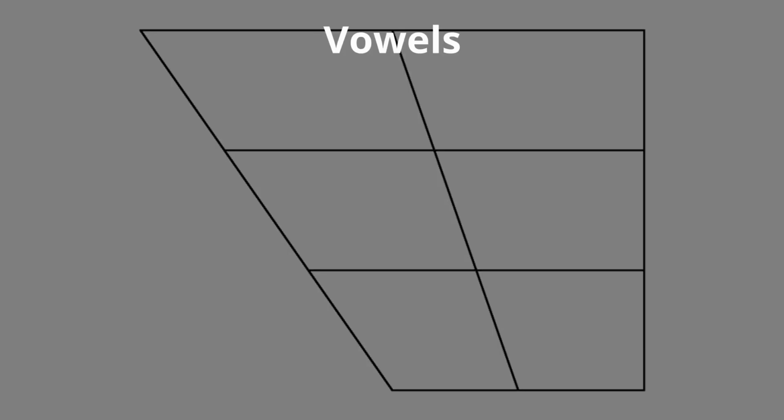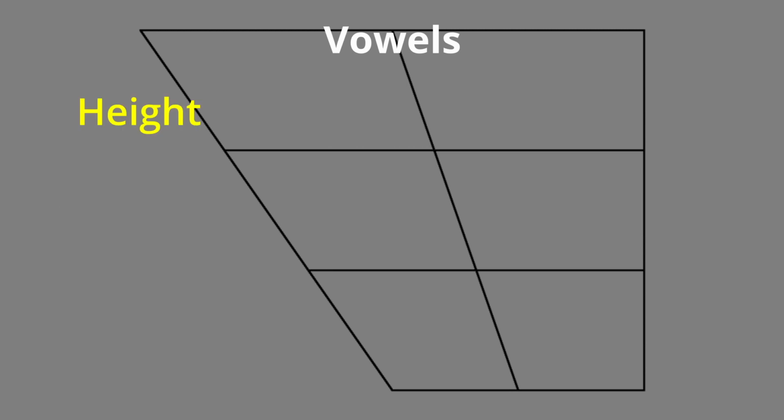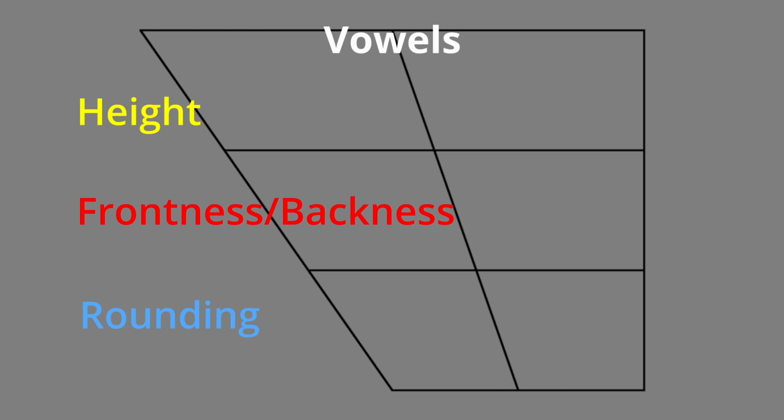Old Ur-Kittat most likely possessed a 6-vowel system. Now, much like the consonants, the vowels will be produced along with the important features they need to distinguish between one another. These features being height, frontness or backness, and rounding. Along with this, I will also provide a vowel chart as I list them.